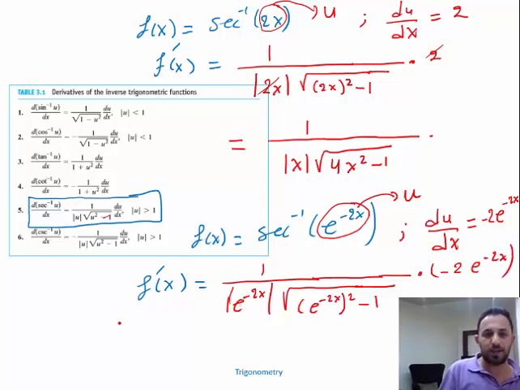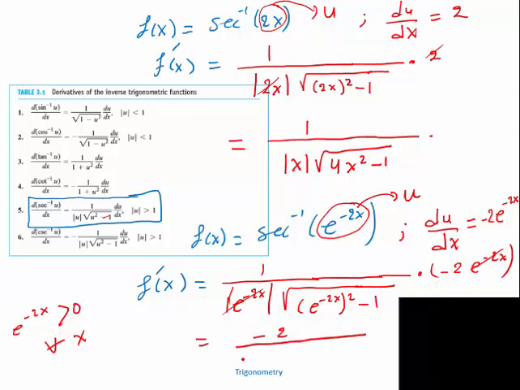We know that e power minus 2x is positive for every value of x. Then the absolute value of e power minus 2x is e power minus 2x. Then we can just cancel those terms, and we end up with minus 2 over radical e power minus 4x minus 1. Okay, there is no absolute value anymore.